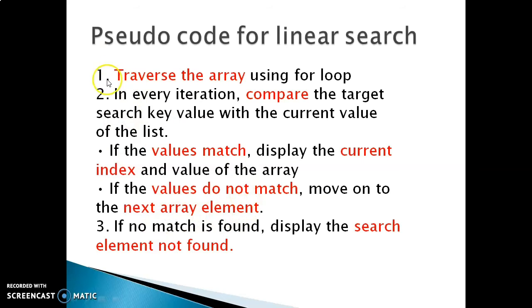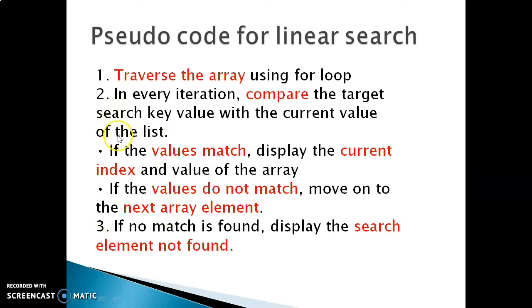So first we traverse the array using a for loop. For each iteration, we compare the target element, that is your search element, to the current value. If the values match, then display the current index value of the array. If the values do not match, then move on to the next array element. At last, if no match is found, then display the element not found message. If the search element is not found in the array, you display the message that the element is not found in the list. These are the steps needed for linear search.